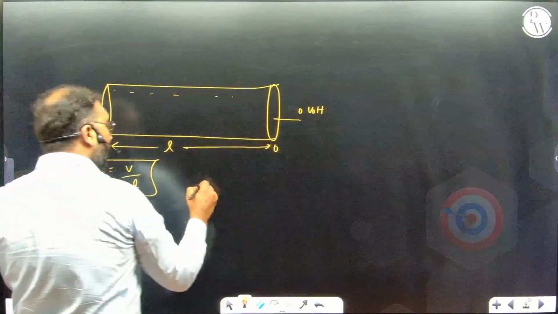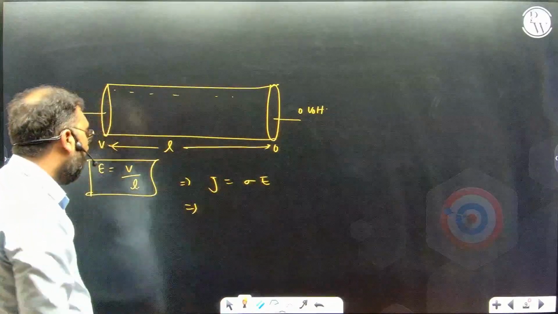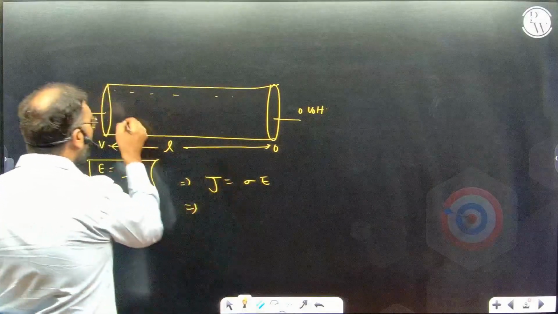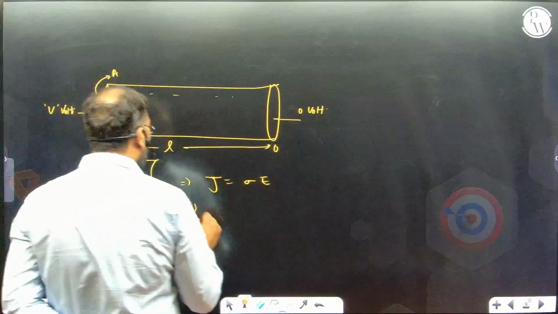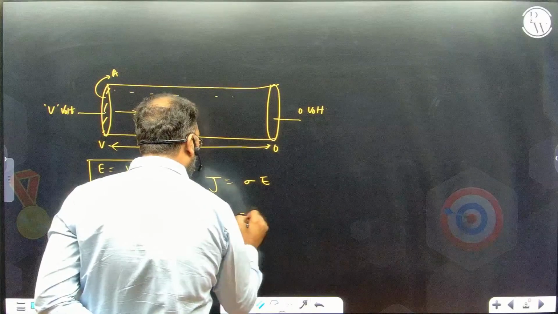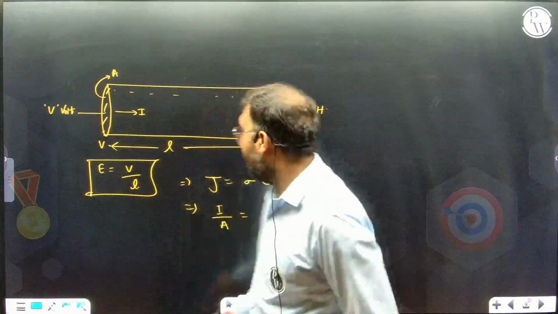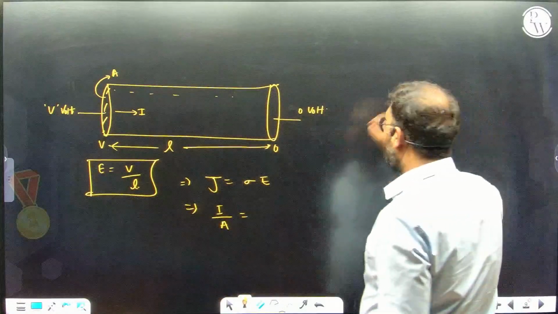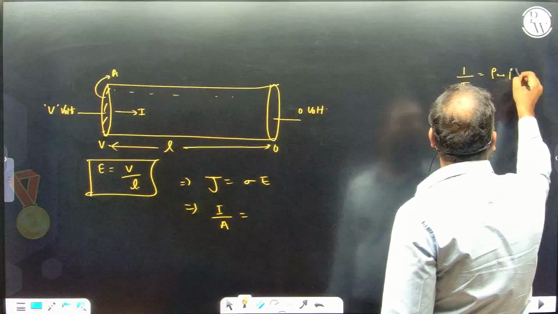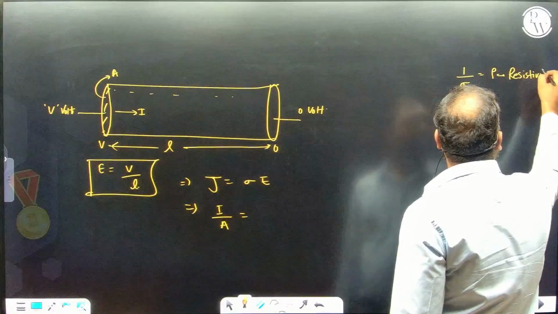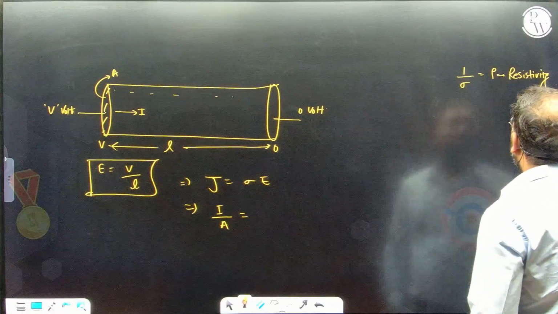Now we know that J is equal to sigma into E. J is current density, and I'm assuming that, let's say, some current I is flowing here, and let's say this area of cross section is A. So what I can write for J is I by A. Sigma is conductivity, and the reciprocal of conductivity is resistivity. So if sigma is conductivity, then 1 upon sigma is what? It is rho. Rho is resistivity. 1 by sigma equals rho, and that is resistivity.